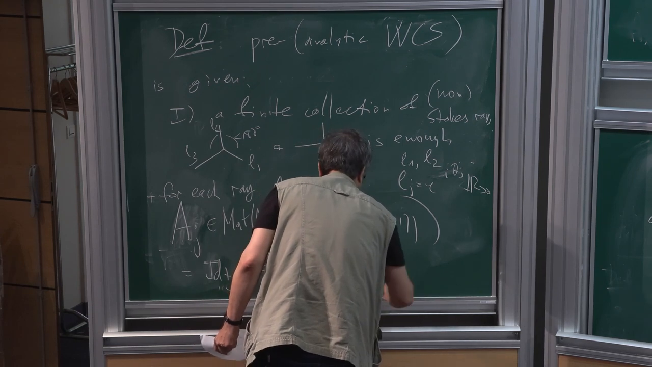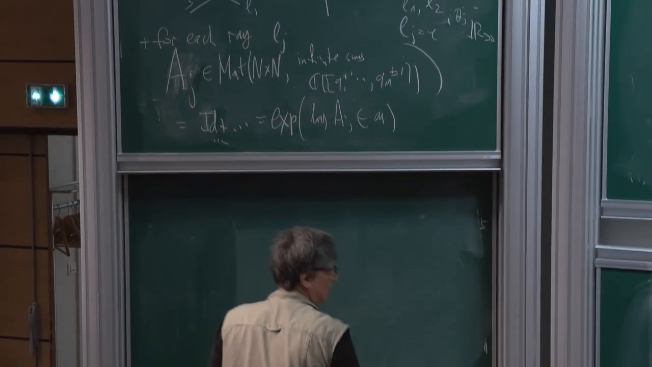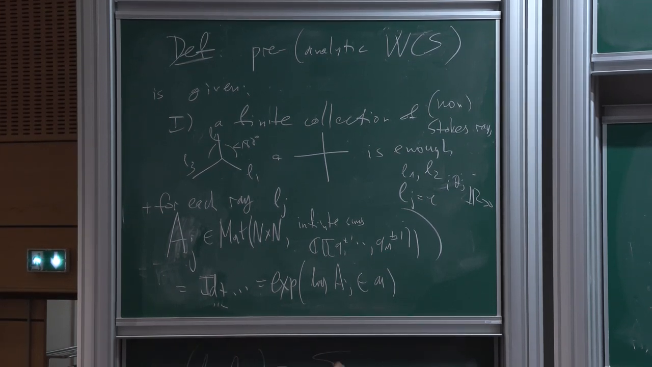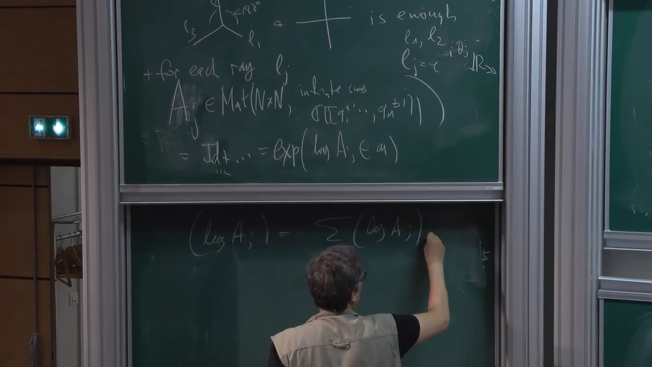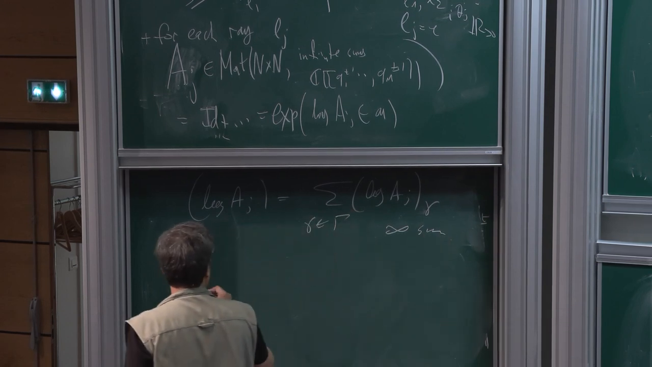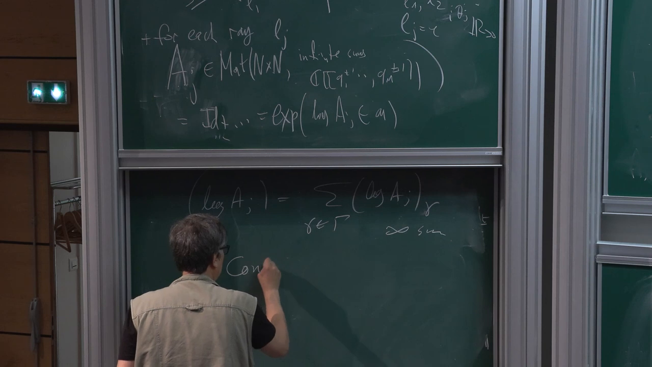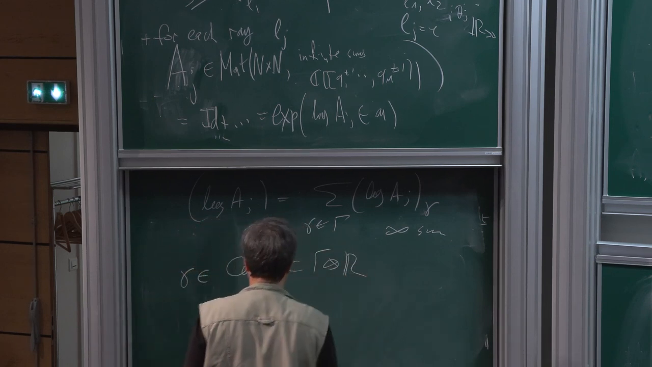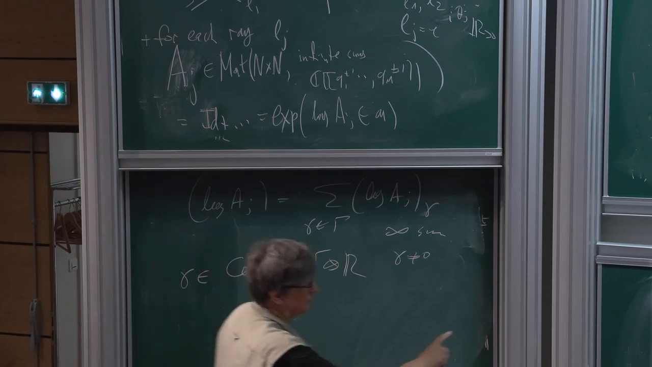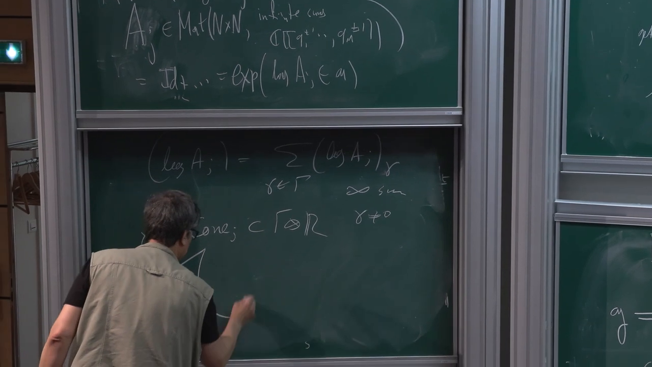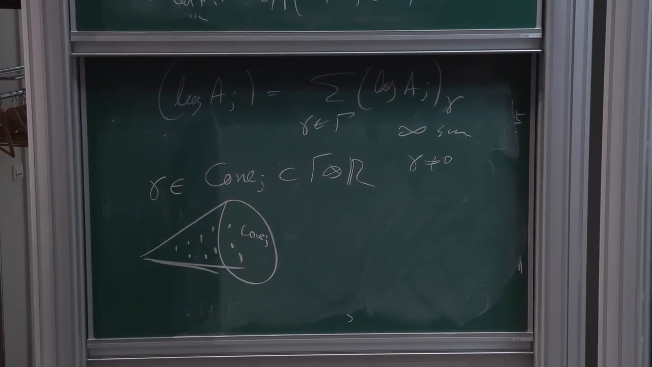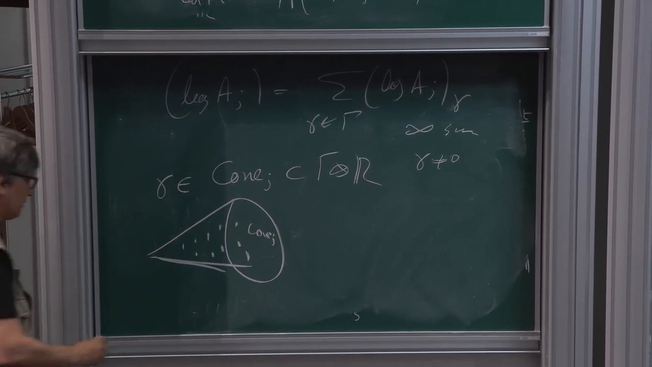Which belongs to a kind of completed algebra. And this element log a j will be a sum over graded coefficients in my lattice, yeah? It will be an infinite sum. And gamma should belong to a certain cone, and gamma is not equal to zero. So in this huge lattice, whatever it is, I should choose some convex cone and take the integer lattice points along this convex cone.